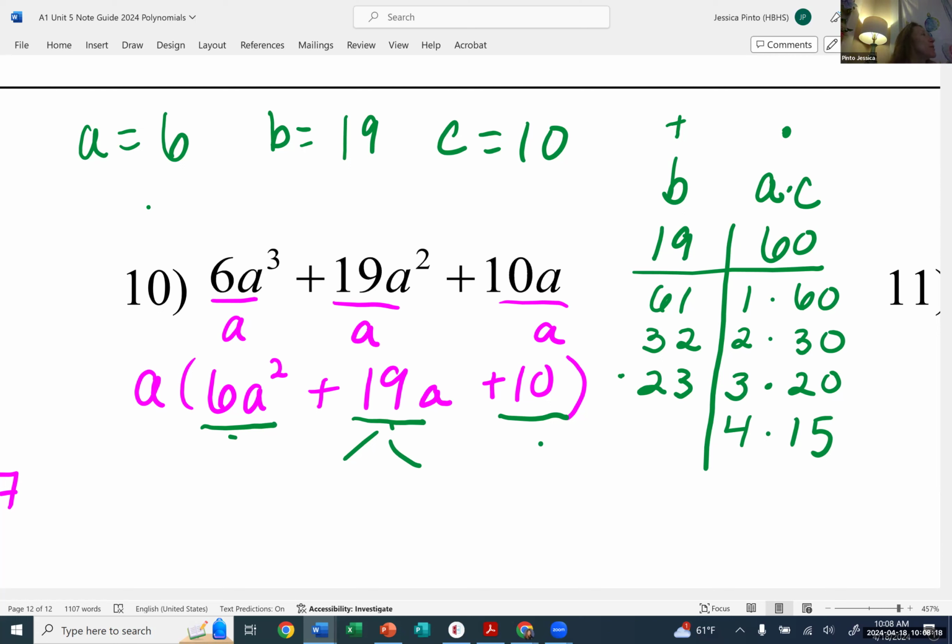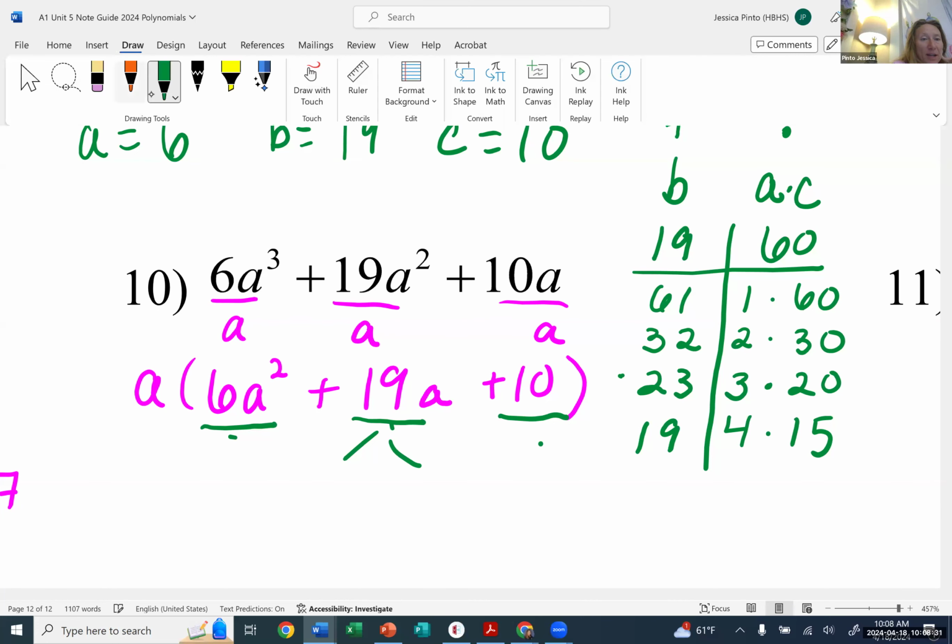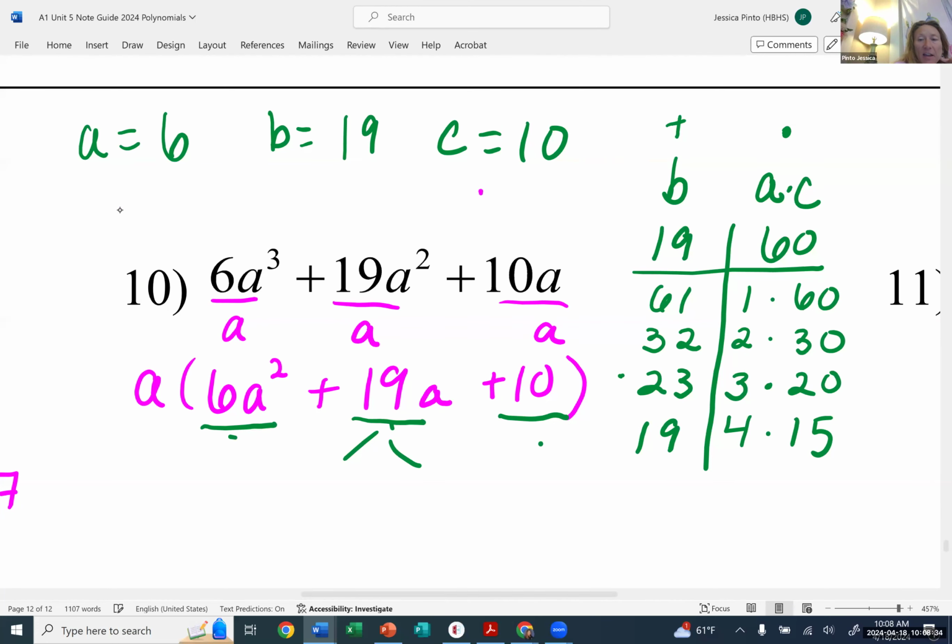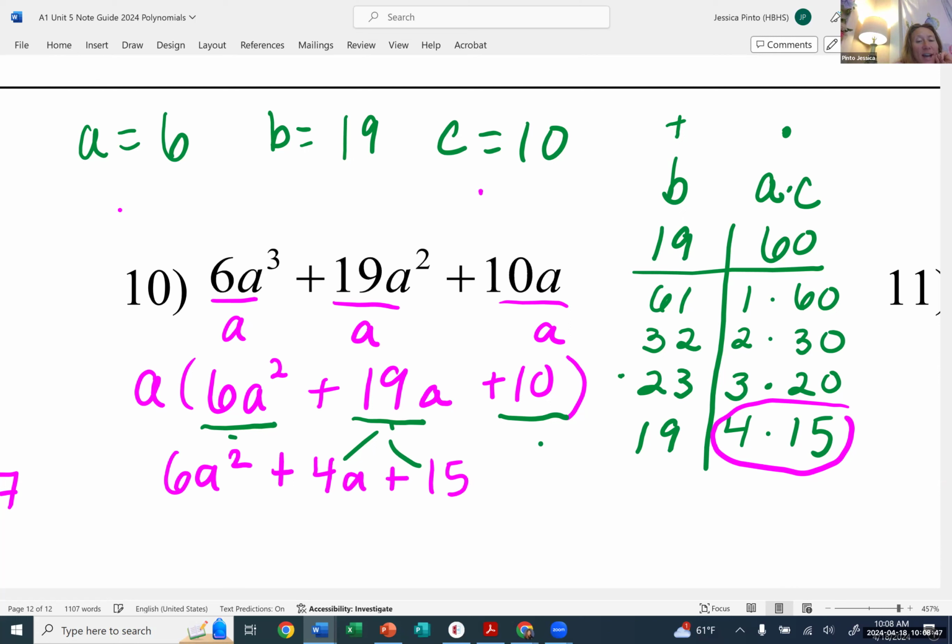So if the numbers don't jump out at us, we want to start with our chart 1, 2, 3, and be systematic. This is the combination because what do 4 and 15 add to? 19. So now I'm going to go back to my pink marker. These two numbers are going to replace 19. We're going to write 6a squared plus 4a plus 15a plus 10.